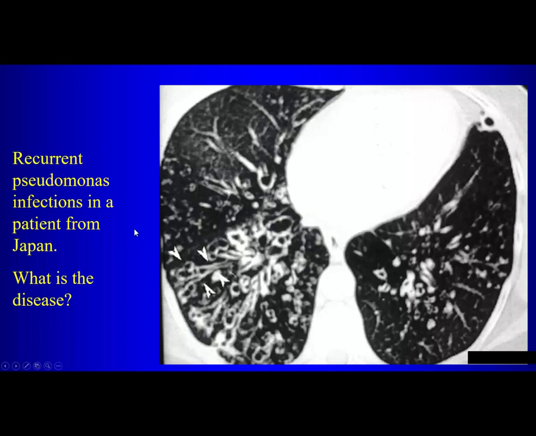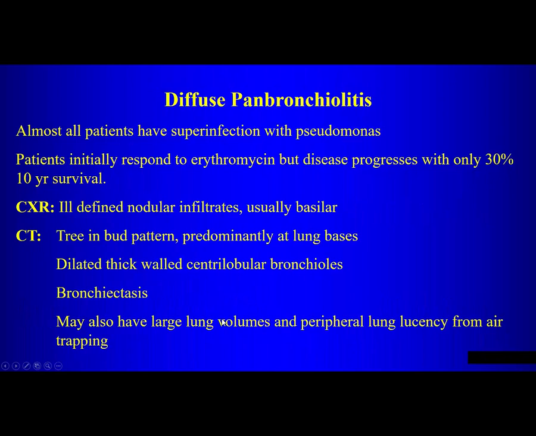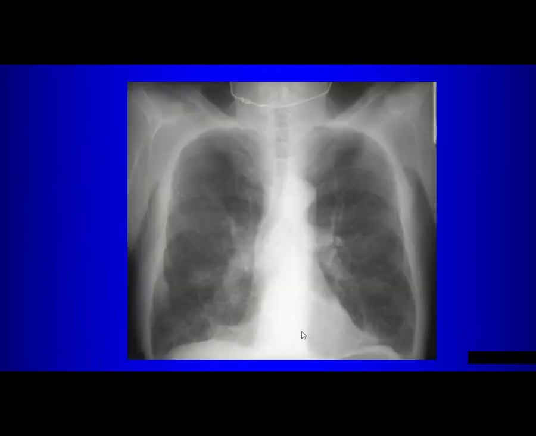This is called, no takers, diffuse panbronchiolitis, or Asian panbronchiolitis. It's of unknown etiology. It occurs in Asia, especially Japan and Korea, affecting middle-aged males, and they get recurrent infections, sputum, bronchiectasis, extensive airway disease, and it can give you Pseudomonas infections and can be associated with sinusitis. There's only a 30% 10-year survival. They can have large lung volumes as a result of air trapping from the airway disease.